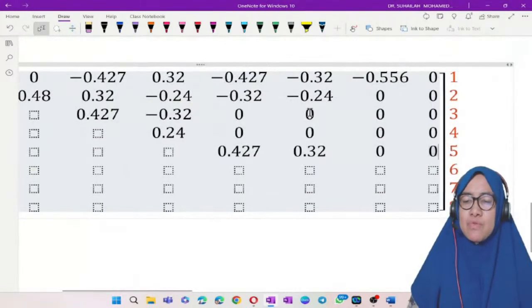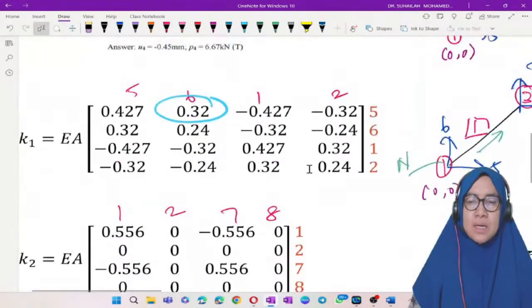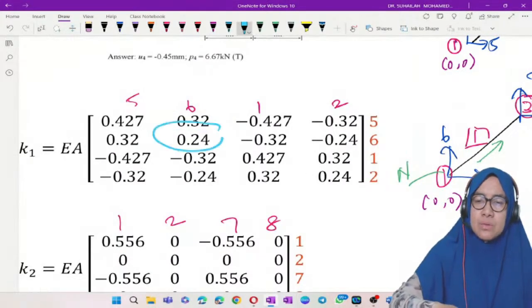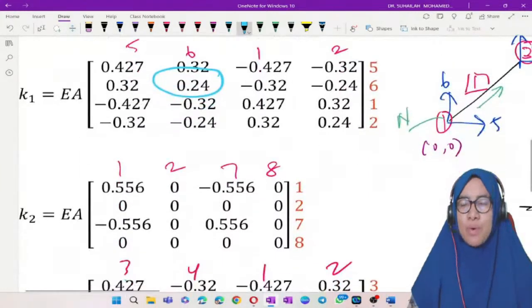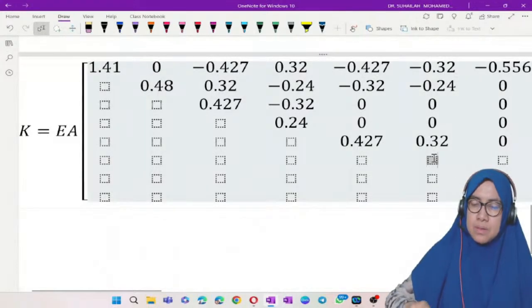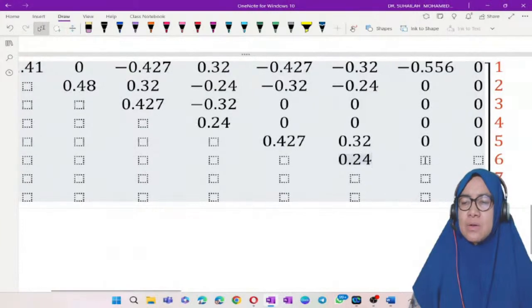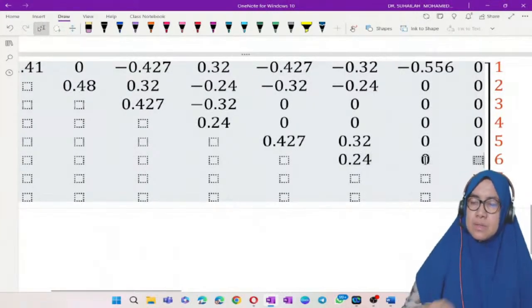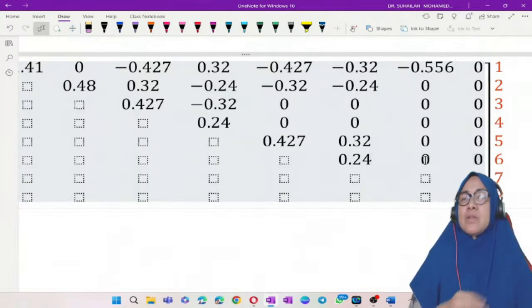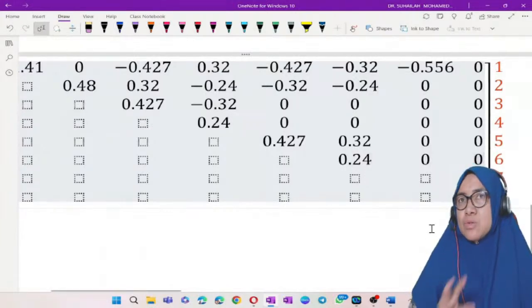Okay, next we move to 6,6. 6,6 is inside K1. 6,6 is 0.24. 6,7 and 6,8, no intersection. We cannot find 6,7 and 6,8 in any of K1, K2, and K3, which means there is no intersection.